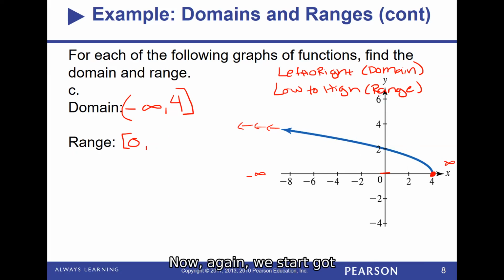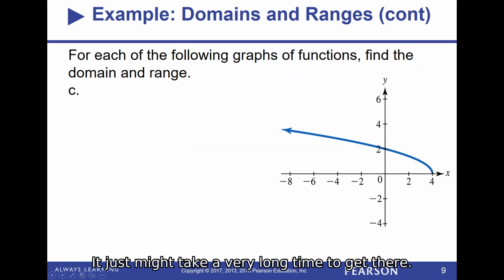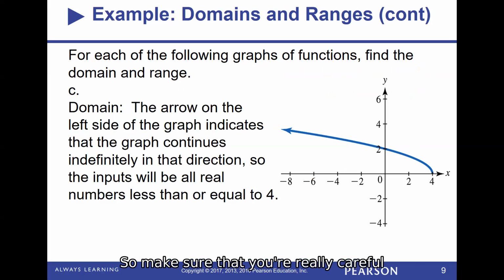Now, again, we got here and we said it goes left forever, but it also has a bit of an upward motion. So it's slow, but it does move up. It's just a really slow upward motion. And again, if it goes up forever, just like we talked about the positive and negative infinity here, it's going to go up to infinity. It just might take a very long time to get there. Okay, so make sure that you're really careful in watching that arrow as you see there.